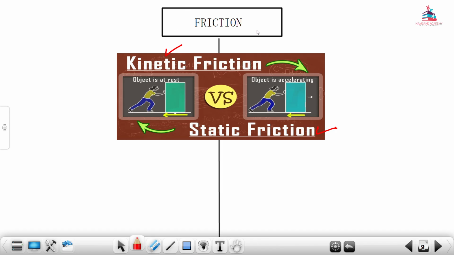So we said by friction, it means that it is a force that opposes the motion of an object in the opposite direction. Very important, in the opposite direction.